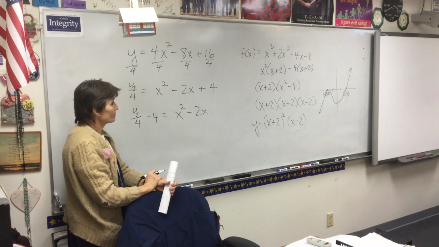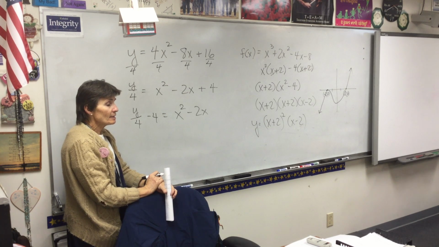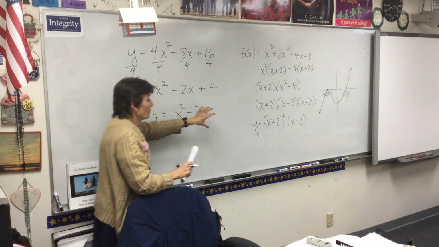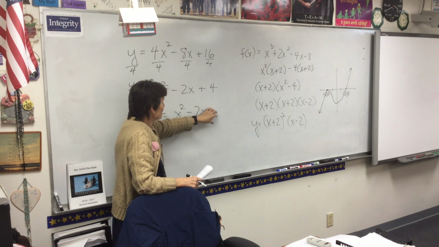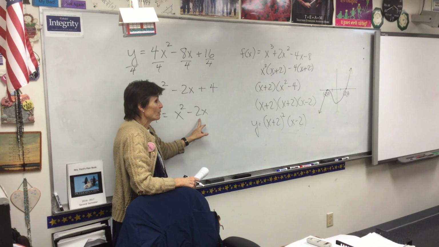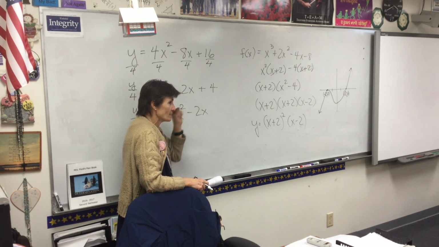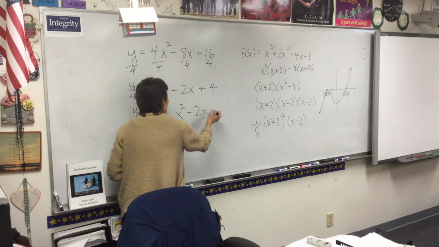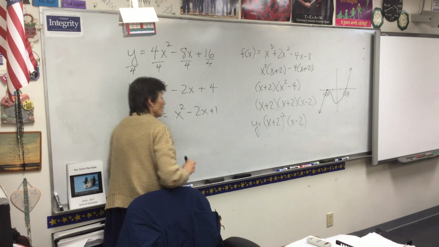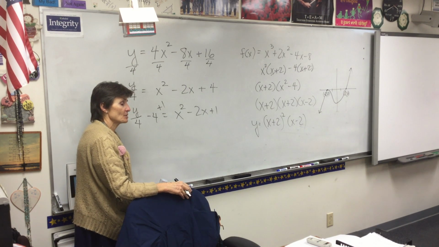Is this where you're at? Yes. Good. Now, I need to add something to both sides. So remember how we find that number. We take half of this, which would be 1, and we square it, which is still 1. 1 squared is not 2. 1 squared is 1. So I'm going to add 1 to both sides. That's actually a very common mistake. 1 squared is 1.